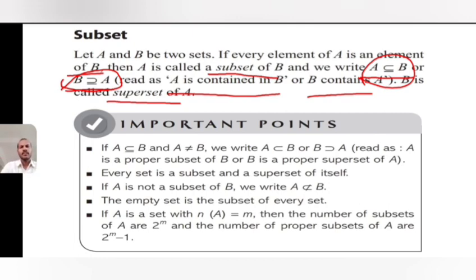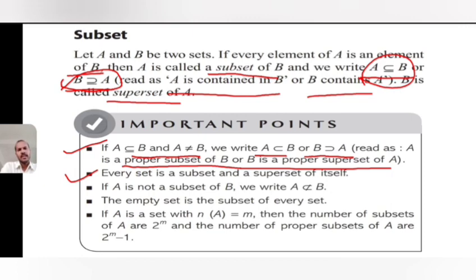Some important points are here. We see them one by one. In the first point, if A is a subset of B and A is not equal to B, then we write A proper subset of B, or B proper superset of A. Read as A is a proper subset of B and B is a proper superset of A, right? If A is a subset of and equal to B, then we write A subset of B, or B superset of A.